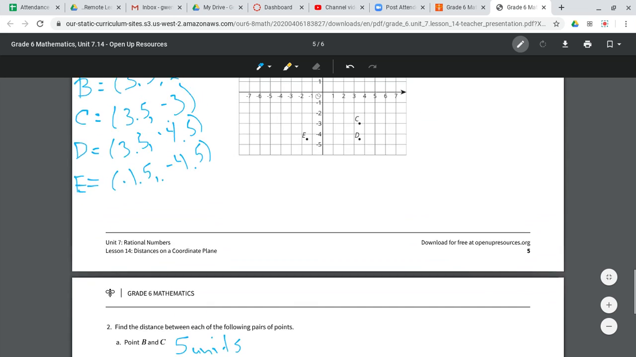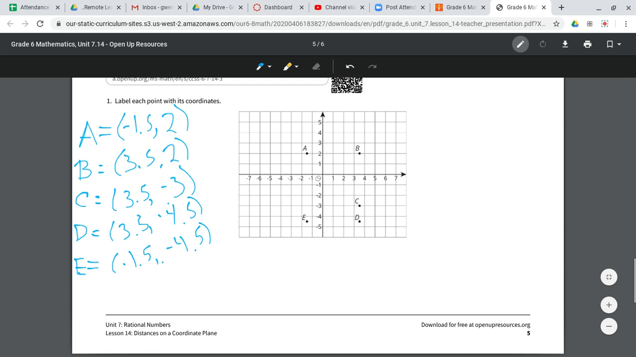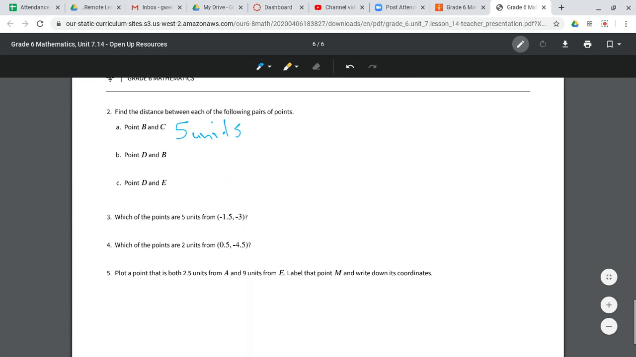So going back to our graph and looking at B and D. So B is up here at 2, D is down here at -4.5. So to go from -4.5 to the x-axis, that's 4.5, and then go 2 more, so that'd be 6.5 units. Excellent.